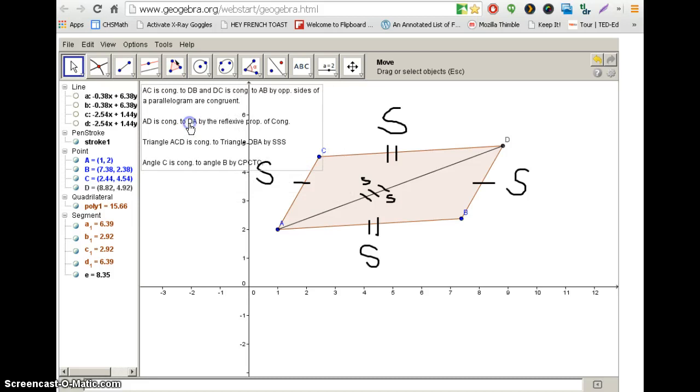So hopefully you followed along, or you can rewind it. But this is really the proof. That's all there is to it. Okay? Don't forget to make a good note of it. And isn't it a good thing we proved the opposite sides are congruent, because it really makes it easy to prove that opposite angles are congruent. Okay.